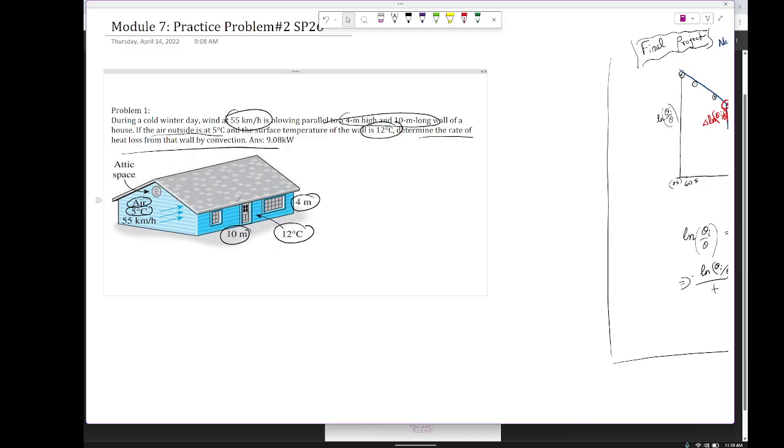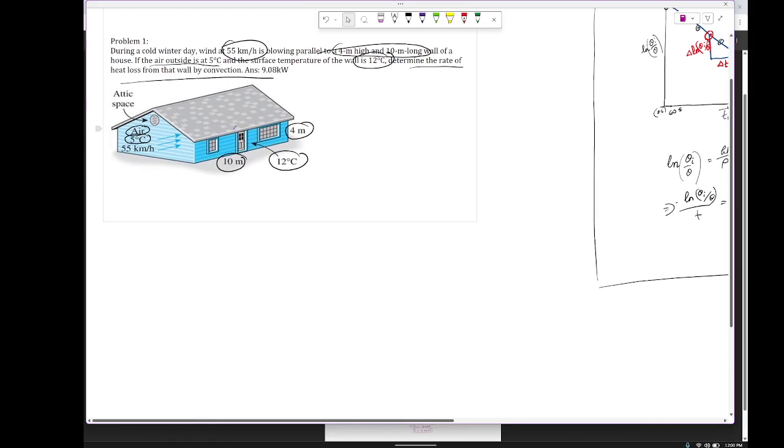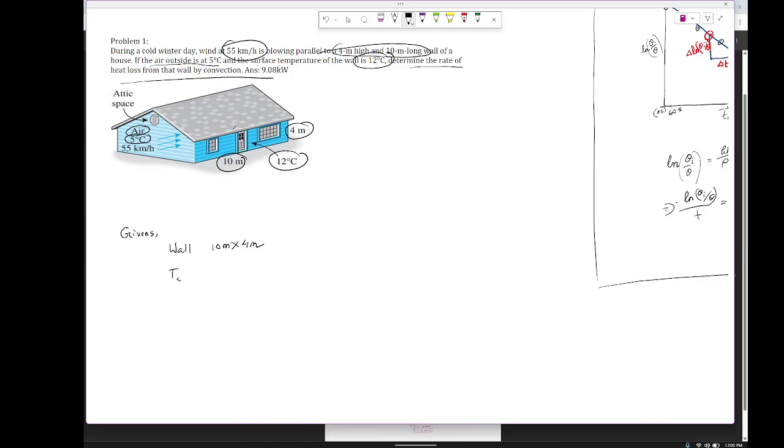Okay, so let's start with the givens. The wall is 10 meter multiplied by 4 meters. The surface temperature is given as 12 degrees Celsius. Now, you may want to change it to Kelvin, right?